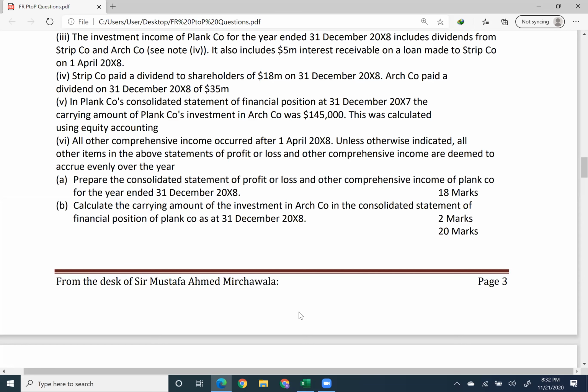So I repeat: first of all you write COI, then you add post profit multiplied by your holding percentage, then you deduct impairment from associate. Number four, you deduct dividends from associate. Number five, if there is any P to A sale, then you remove the URP as well. In this question there is everything except impairment.